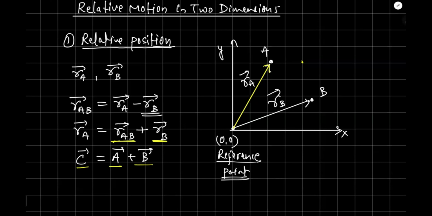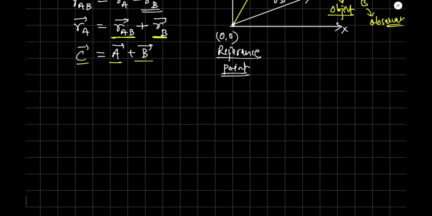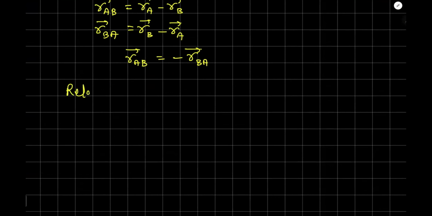So B is this one, and what I can say about RAB, this vector that you can see here, this is my RAB vector. So it will tell you position of A with respect to B. So यहाँ पे A क्या है आपका ऑब्जेक्ट, और B क्या होगा आपका ऑब्जर्वर. Now I can say the relative position RA minus RB. अगर मैं मान लो RBA लिखूँ, so I can write RB vector minus RA vector, and from this I can write RAB vector is equal to minus of RBA vector. Now there is one more term that we call relative velocity. आपको पता है relative velocity क्या होता है?